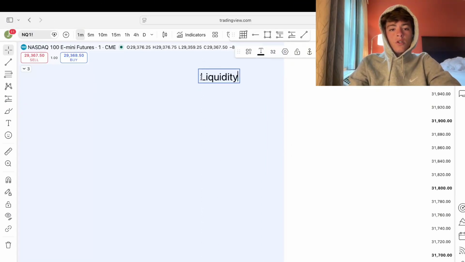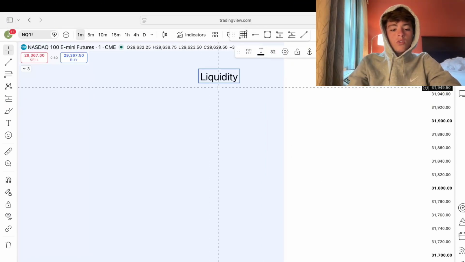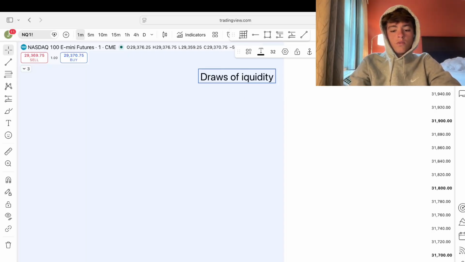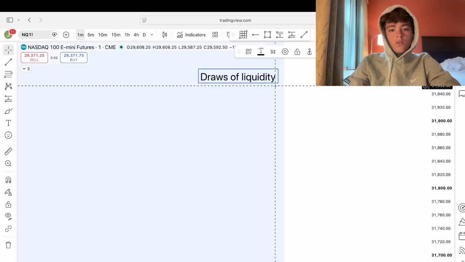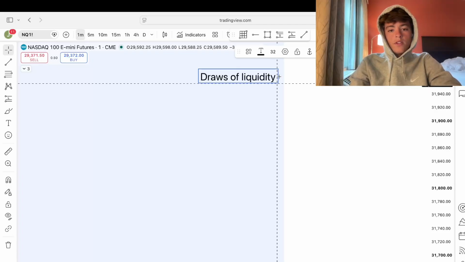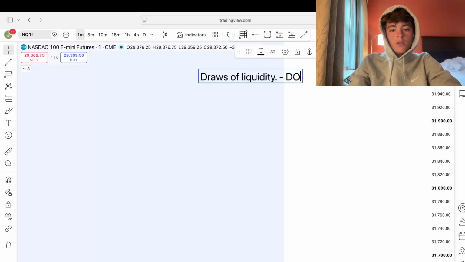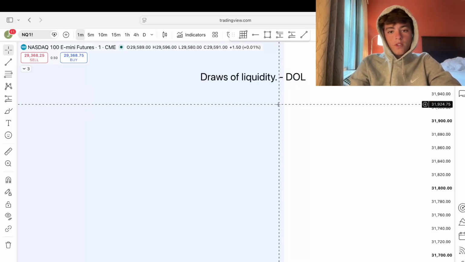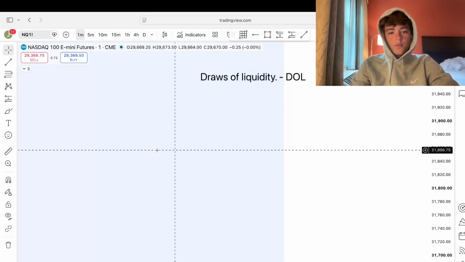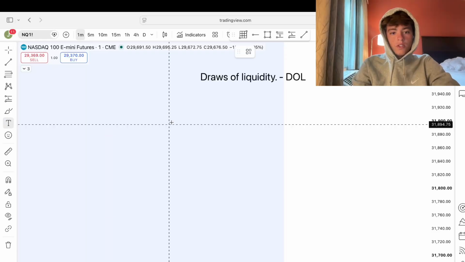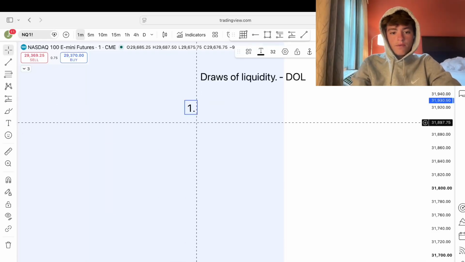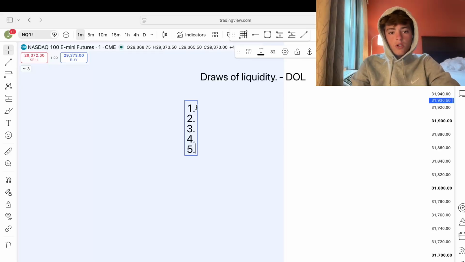Now let's understand what are liquidity draws, also called DOL, draw of liquidity. So what are these? Let's just make five. These are going to be mine.